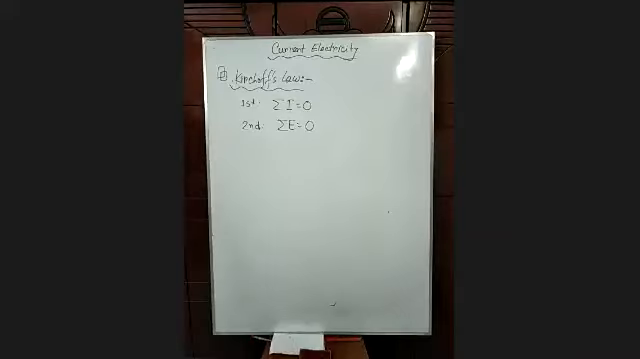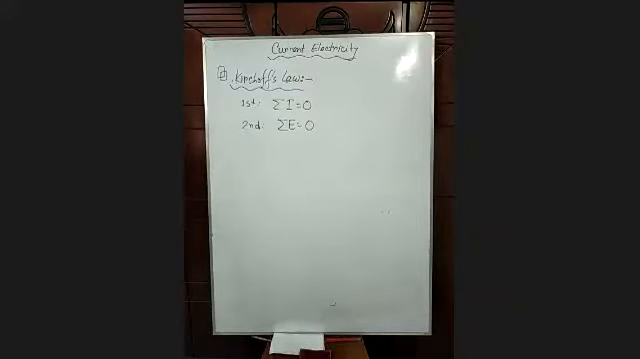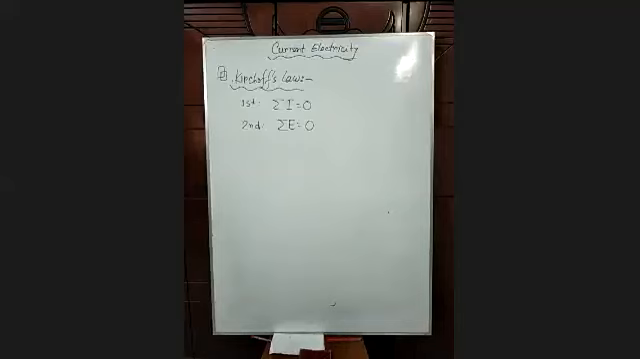Sir, will you please repeat the law again? Oh, okay, I will repeat it. The summation of total current at a certain point of a circuit is 0.